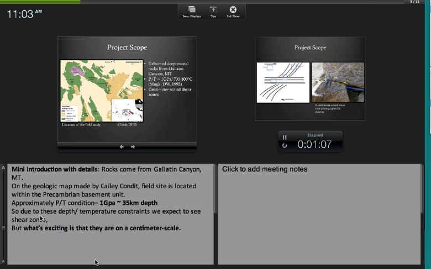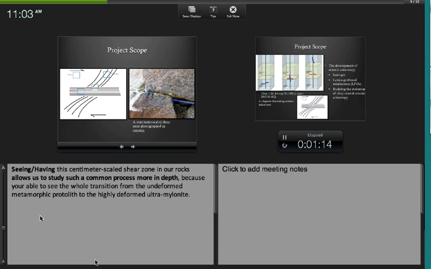But what's really special about my rocks is that they have these centimeter-scale shear zones, seen here. Having these centimeter-scale shear zones allows us to study such a common process more in depth, because they're tiny and you don't have to travel a kilometer to see this common process. So it allows us to see the transition between the undeformed protolith to the highly deformed mylonite, ultramylonite.